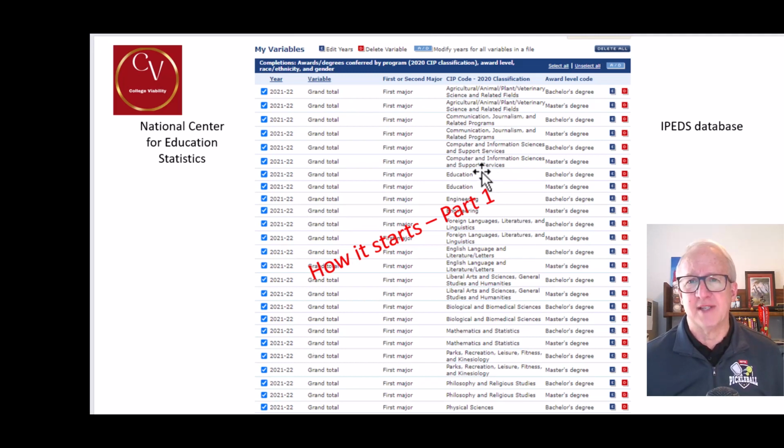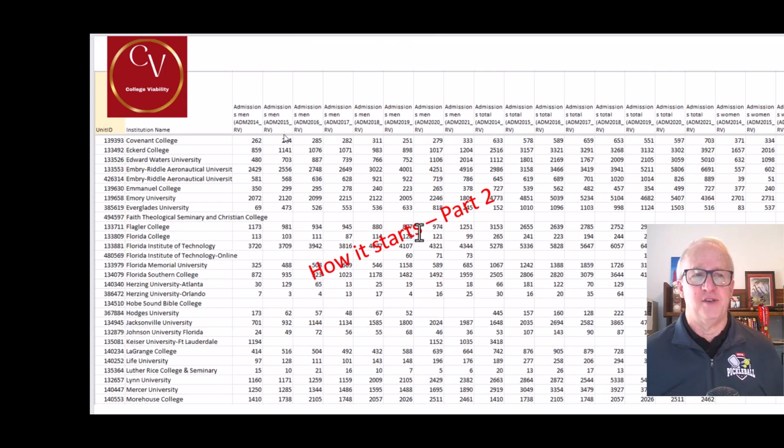You can see what that looks like here. It's certainly doable. It's no fun. It takes a lot of time, but it's doable. And then once you get that data, you can put it in some kind of flat file format and put it to some kind of visualization tool and create your own version of the College Viability App. You're welcome to do that.